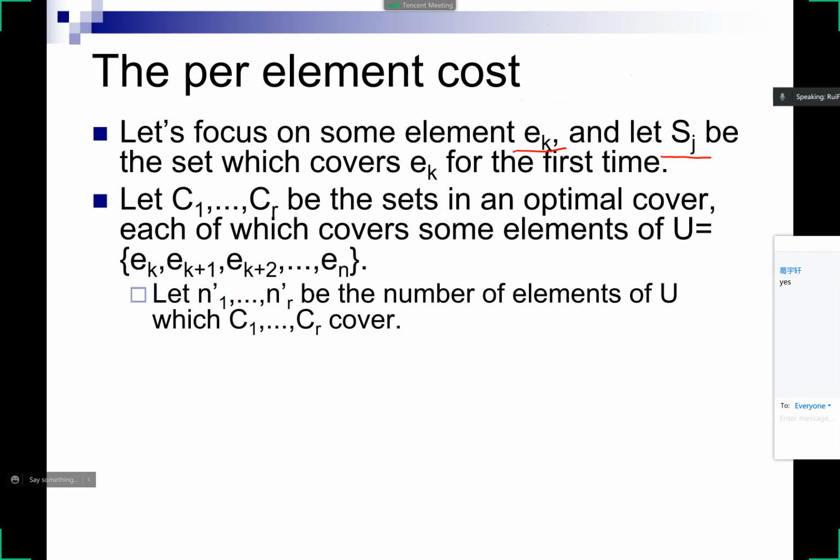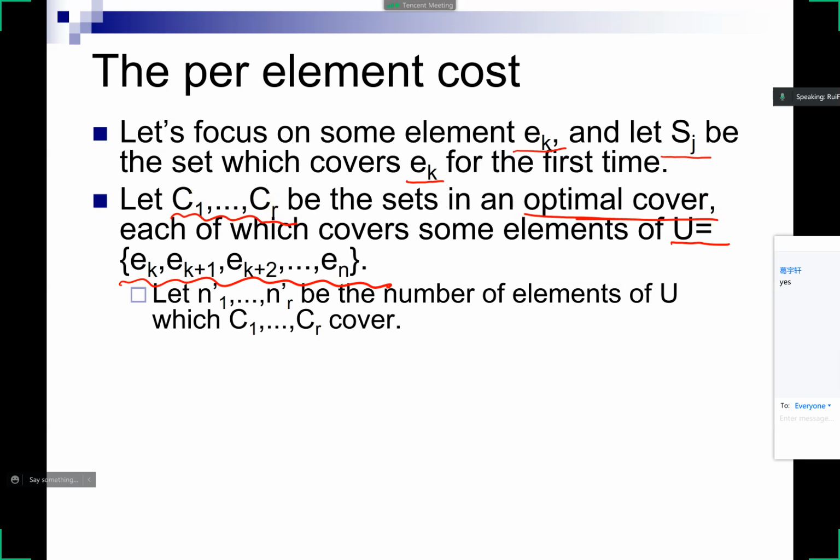Then what we're going to do is look at the elements after ek. We're going to look at elements ek plus 1 all the way up to en, the elements which have not been covered yet. We're going to call them U, for uncovered. Now let's look at how the optimal cover covers these elements in U. Suppose the optimal cover uses r sets in total, so it's going to use sets C1 up to Cr.